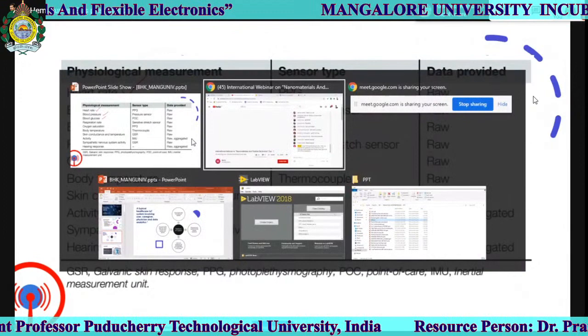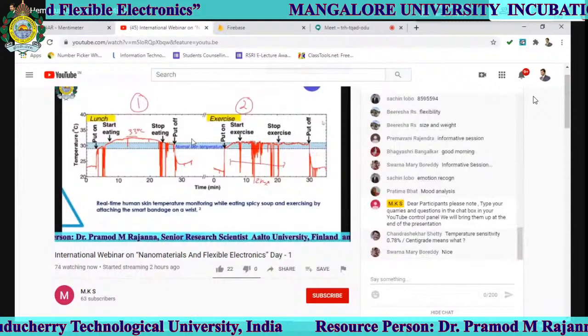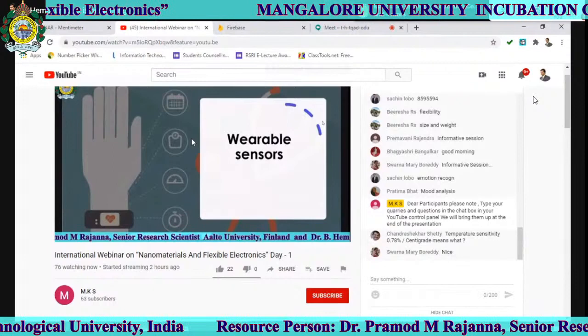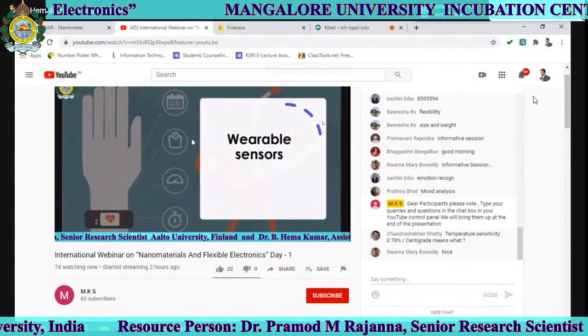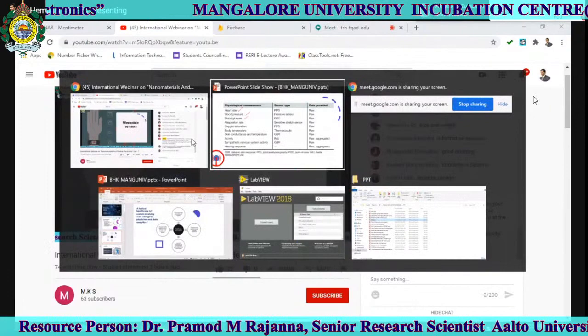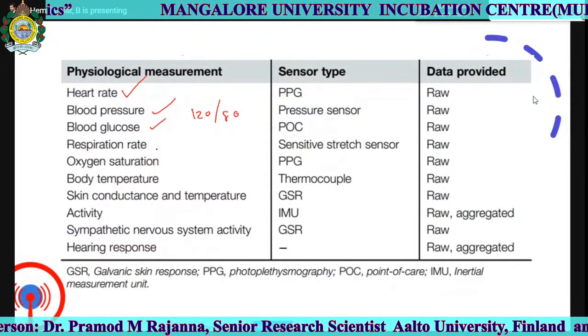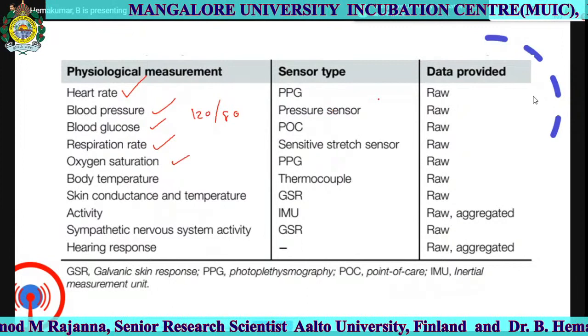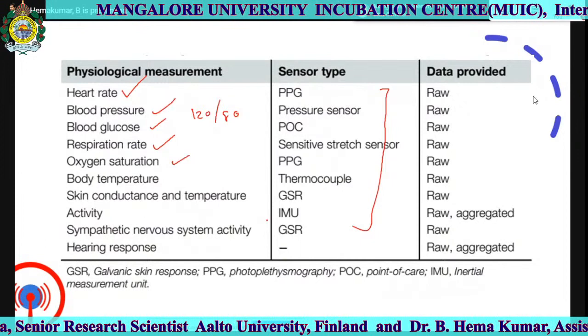What is the temperature sensitivity per degree change? What is the percentage change for a degree centigrade of temperature? That's called sensitivity: how sensitive my device is. That's called temperature sensitivity. Our normal blood pressure is 120 over 80. So you have the respiration rate, oxygen saturation, skin temperature. These are some of the parameters and the types of sensors used for recording these devices. Mostly I'll be discussing macro scale sensors.